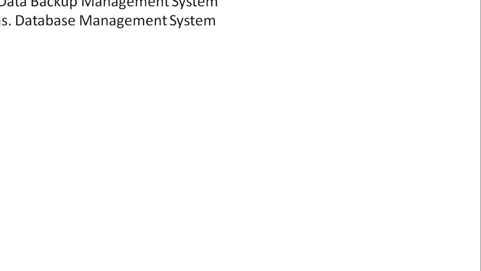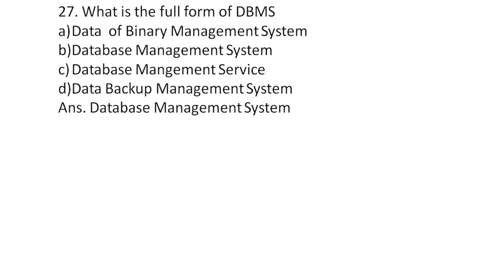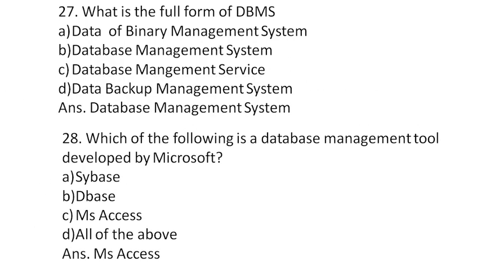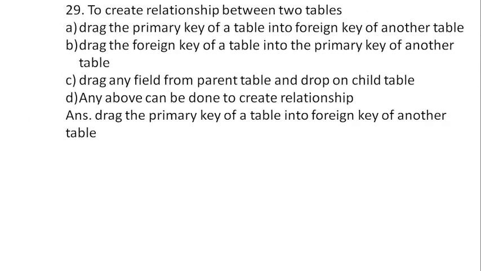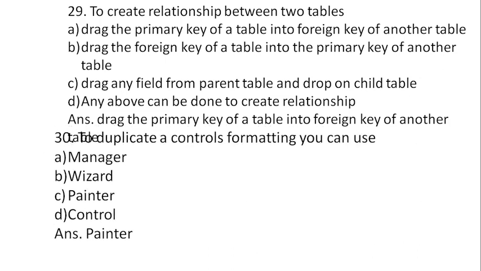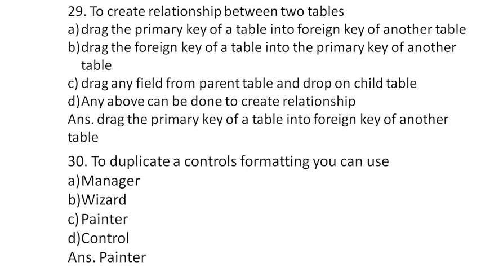Next, in Access the best types of queries to use for data analysis are, answer বলছে select queries. Next, what is the full form of DBMS? DBMS এর full form হলো database management system. Next, which of the following is a database management tool developed by Microsoft? Answer হলো MS Access. Next, to create relationship between two tables, answer বলছে drag the primary key of a table into foreign key of another table. Next, to duplicate a controls formatting you can use, answer বলছে painter.